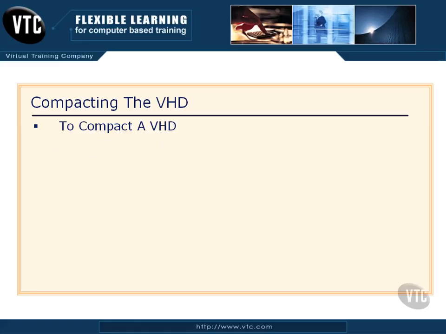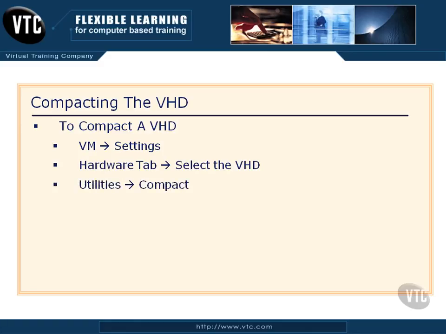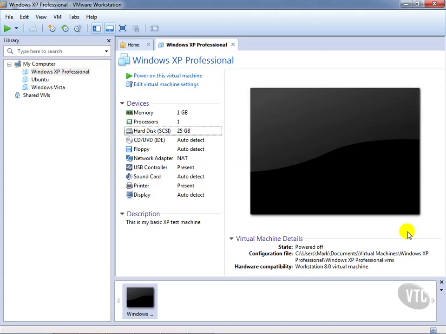Now, to compact a virtual hard disk, we're going to go to the virtual machine menu choice out in Workstation. We're going to choose Settings, and on the Hardware tab, we're going to select the actual virtual hard disk, and then we're going to go to Utilities and choose to compact it. And compacting will then occur. It could take quite a while depending on the size of your disk. Then you're just going to click OK when you're done. So let's jump out into Workstation, and I want to show you a couple of things here.